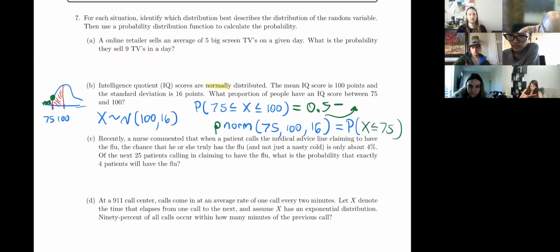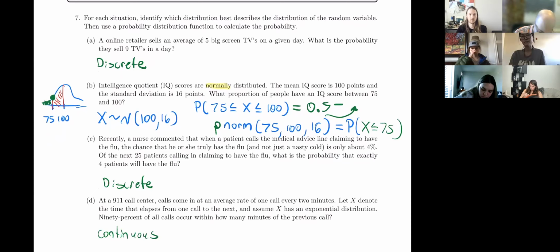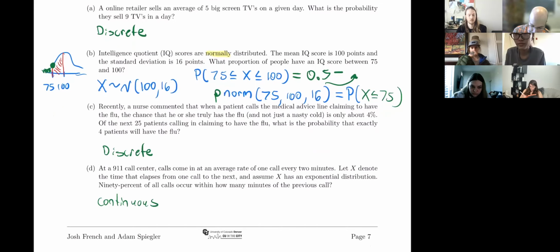But just to help you get going, these are discrete distributions, where this one is going to be a continuous distribution. So in A and B, we're counting things, like how many TVs did they sell on a certain day. You're not going to get a decimal for that. The same with C, you're counting how many people actually have the flu. Whereas in D, you're measuring the amount of time between calls. That could be any sort of decimal value. We're not just dealing with integers.